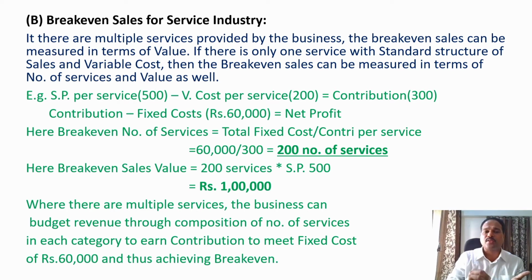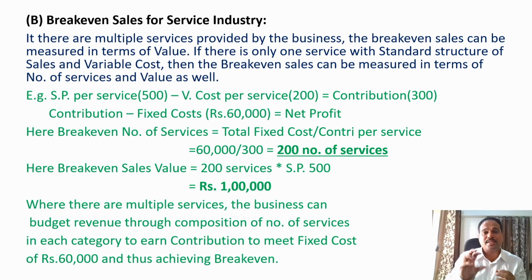Then you can convert that again into sales value, break-even sales value, which will be 200 services into selling price of 500, which will be 1 lakh. So if you earn the revenue of 1 lakh, you can meet the fixed cost of 60,000 and there will be no profit, no loss situation. Whatever services you give after that, that will be your net profit of the business.